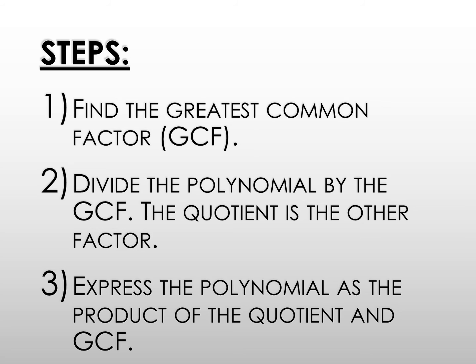Here are the steps. Step 1. Find the greatest common factor. Step 2. Divide the polynomial by the greatest common factor. The quotient is the other factor. Step 3. Express the polynomial as the product of the quotient and greatest common factor.